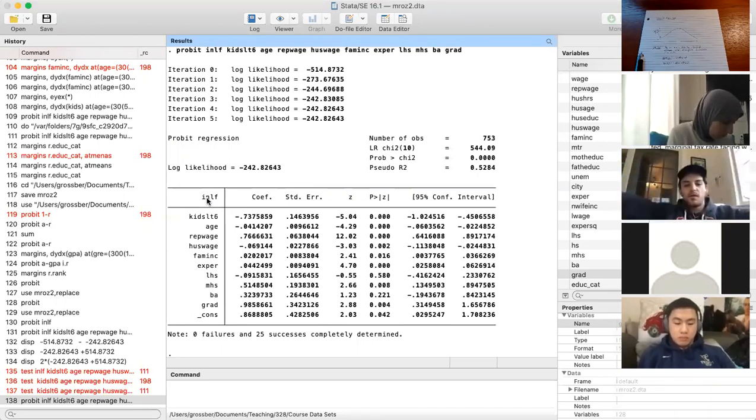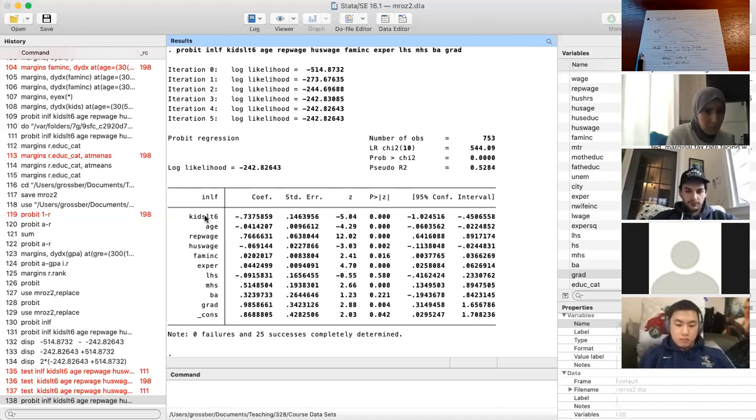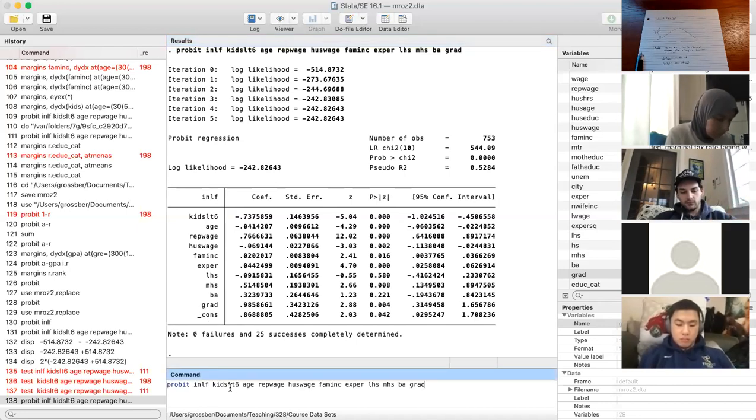A constraint would be, suppose I said, I'm going to estimate this regression under the assumption that all of these independent variables have no effect. So essentially what I'm going to do is estimate the model with no independent variables in it. What does that look like? It's going to look like this.